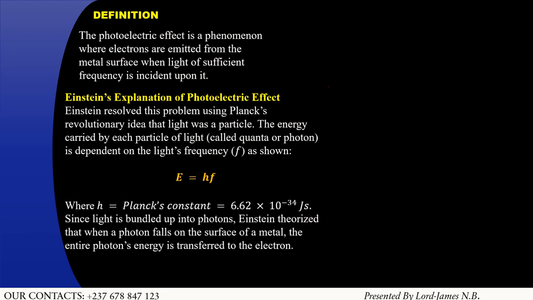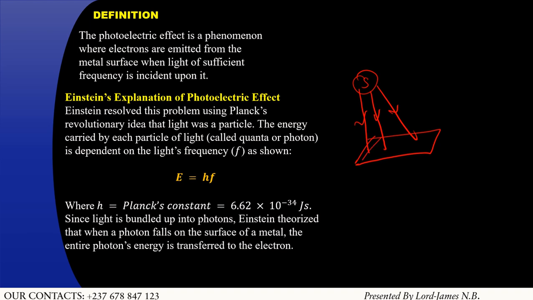So since light is bundled up in photons, Einstein theorized that when a photon falls on the surface of the metal, the entire photon's energy is transferred to the electron. Now let me explain this a little bit diagrammatically. Now this is what we see. If you have a surface of a metal and we have a source S which gives energy to that surface.